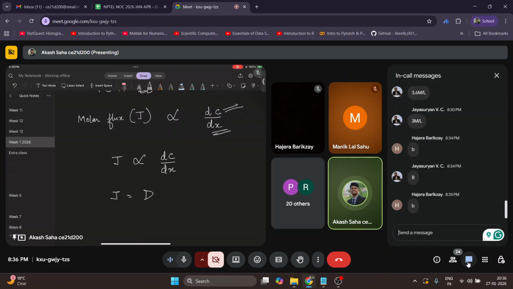It is also called the diffusivity constant. So it is D dc by dx. But we know that the concentration in diffusion always decreases, as we saw in the graph in the previous problem, where the concentration decreases with time. So that's why there is a negative sign also. So this is the first law of diffusion. The molar flux is proportional to the concentration gradient. When we remove the proportionality, a diffusivity coefficient is added. And since it is always decreasing, we add a negative sign. I hope this is clear.